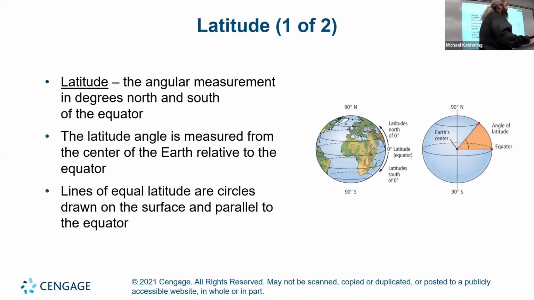So, continuing on with chapter 15. We were discussing latitude and longitude. Latitude is the angular measurement in degrees north and south of the equator. It's measured from the center of the Earth relative to the equator. The lines of equal latitude are slices through the Earth parallel to the equator. So there's circles drawn on the surface that are parallel to the equator. This is why lines of latitude are called parallel.